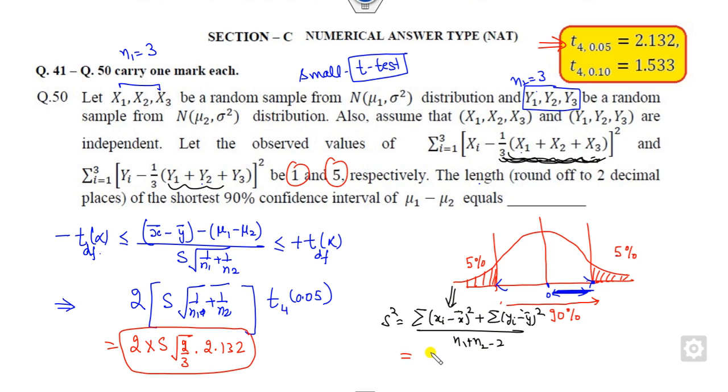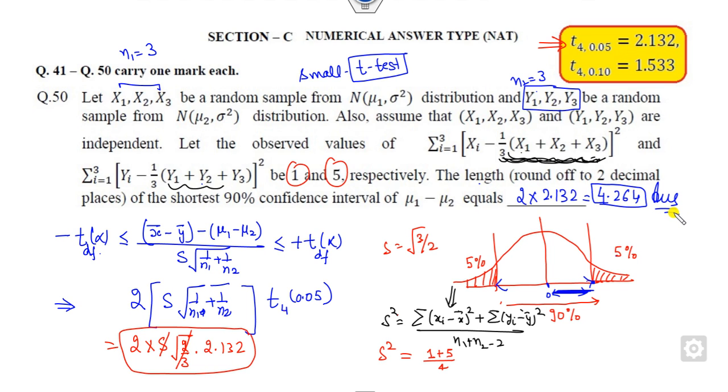So what is the value of this? The numerator is 1 plus 5, and this one is 4. So 6 by 4. So s square is 6 by 4. S is root 3 by 2. So if you substitute root 3 by 2, this will be cancelled out. So the right answer of this problem is 2 multiplied by 2.132. So that is 4.262, the right answer of the problem.